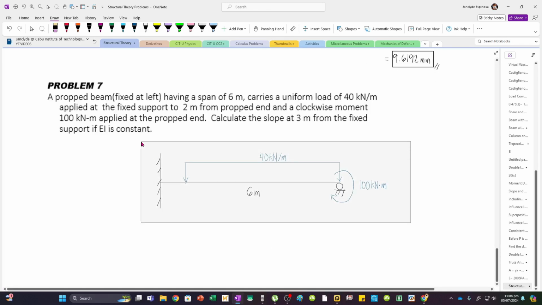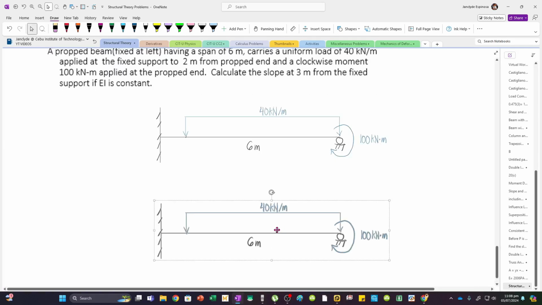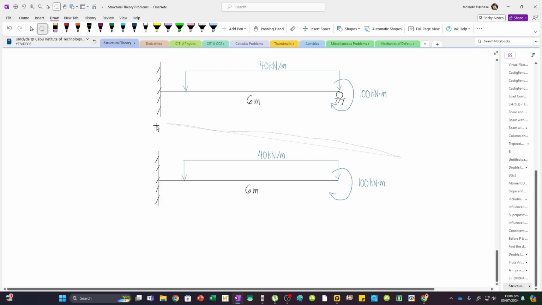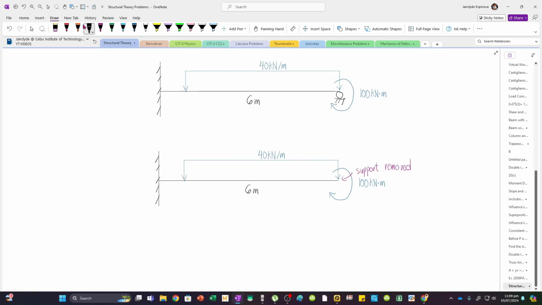So I can copy this, and at first we have to remove the redundant support. So let me just remove the roller, and then we will try to solve the deflection due to this loading. Again, the support was removed. For cantilever beams, it's ideal to use the area moment method, because we know that the slope at the fixed support is actually 0. So when drawing the tangent line at this point, it will be a horizontal line, so it will be easy to calculate the deviation. So this is point A, this is point B, and this is point C.